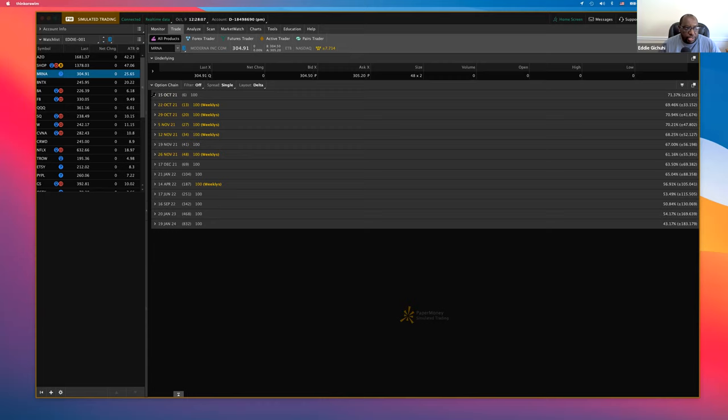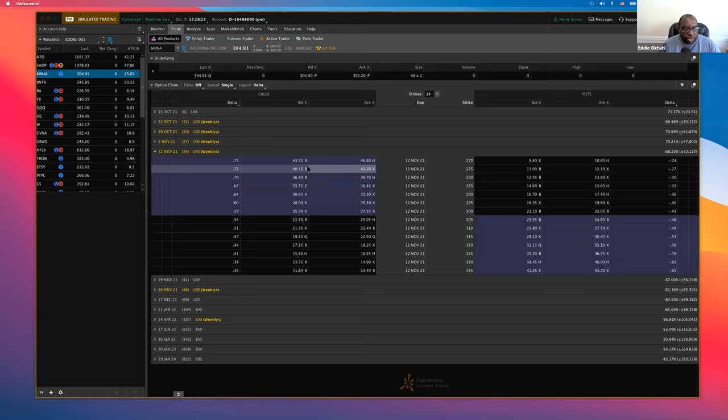So I'm just going to pick any option chain over here, let's go with Moderna here, and we're looking at the money 300 strike. It's currently trading at 304, so at the money would be the 300 strike, and it has a delta of 57. So Doug, what that number tells me is that I have a 57% chance on November 12 for the 300 strike being in the money, expiring in the money, which is good.